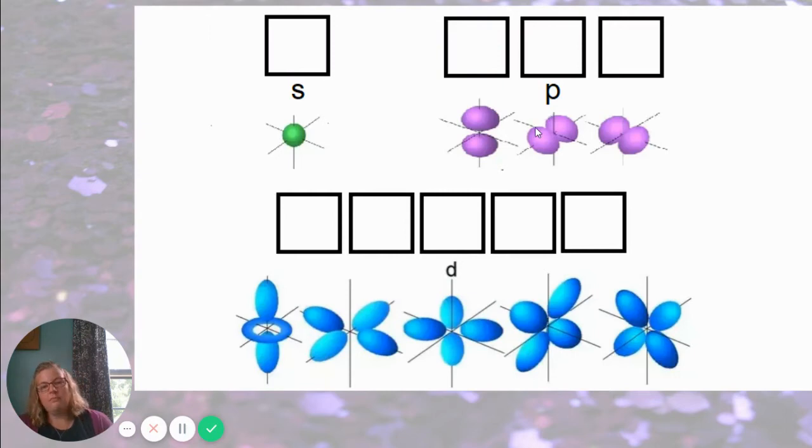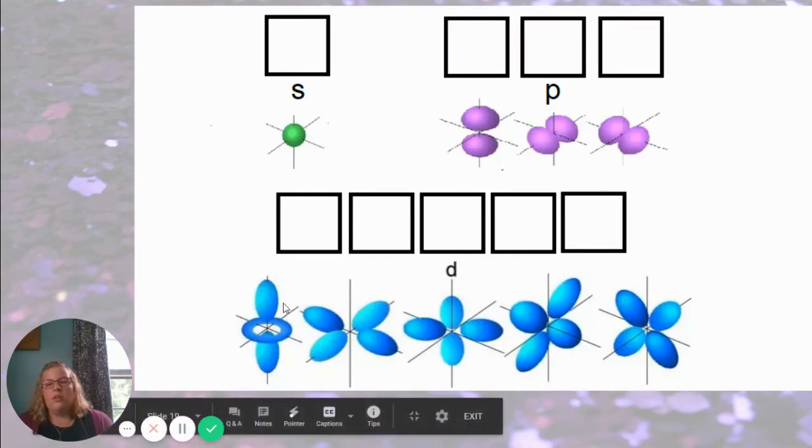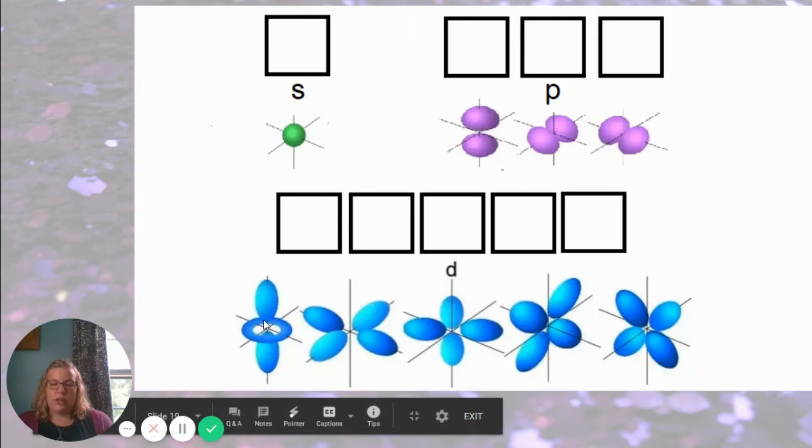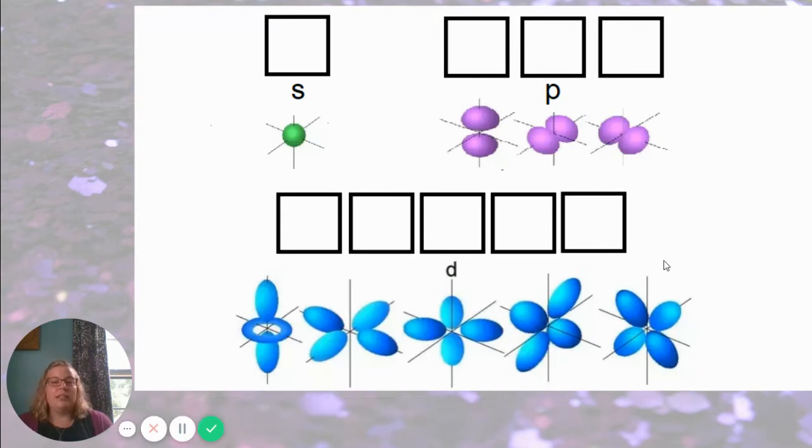Okay? D orbitals. You would have 5 different shapes here potentially. They get a little bit more crazy and a little bit more complicated. But what you have to remember is that, again, these each can hold 2 electrons. So this weird kind of dumbbell shape with a donut around it, that can hold 2 electrons. This can hold 2, this guy can hold 2, this one can hold 2, and this last one can hold 2. And that's why the D shell can hold a total of 10 electrons.